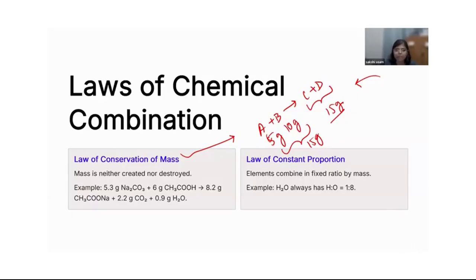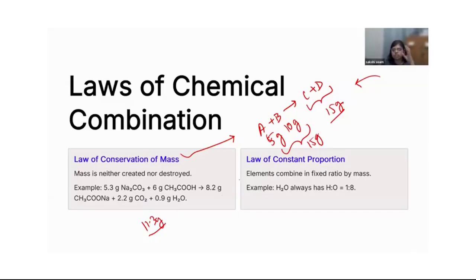So you can check here. We have 5.3 grams of sodium carbonate reacting with 6 grams of acetic acid, right? So that is how much? That is 11.3 grams of reactants, okay? And we have 8.2 grams of sodium acetate, 2.2 grams of carbon dioxide, and 0.9 grams of H2O, right? You can add it up and it also comes to 11.3 grams. So basically, for reactants and products, the mass is the same, okay?